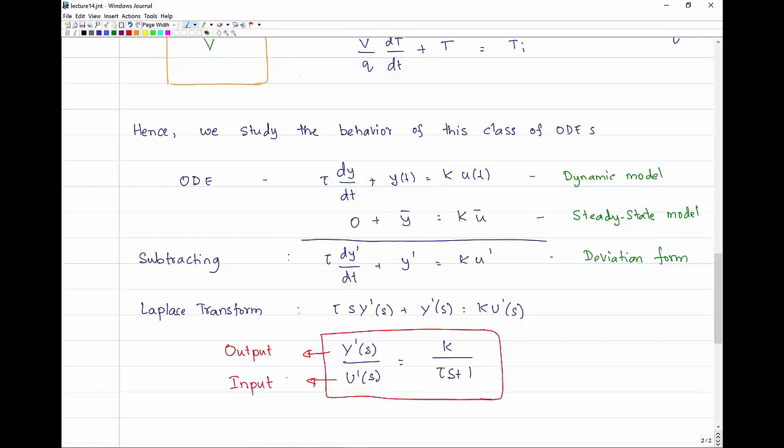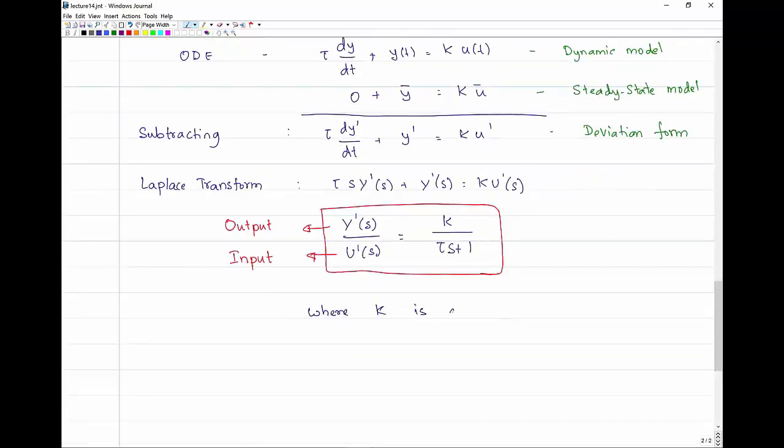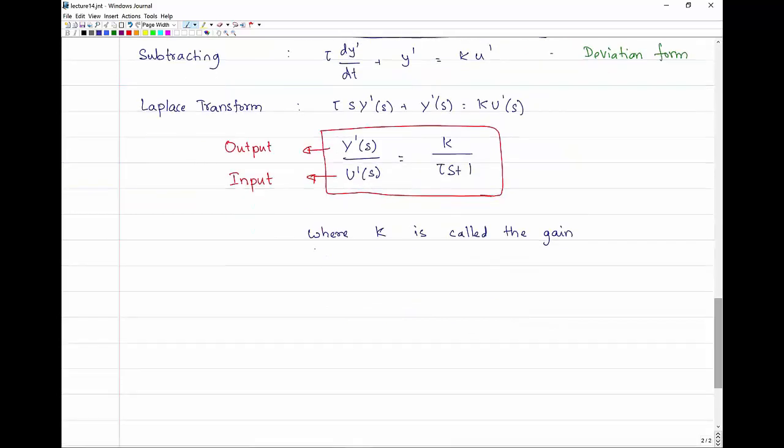Remember that when you write a transfer function on the left-hand side, you always have the output over the input. You never write input over the output. K is the gain of the process and tau is the time constant of the process. Also remember that the transfer function is always defined between deviation variables and it's never defined between the raw variables.